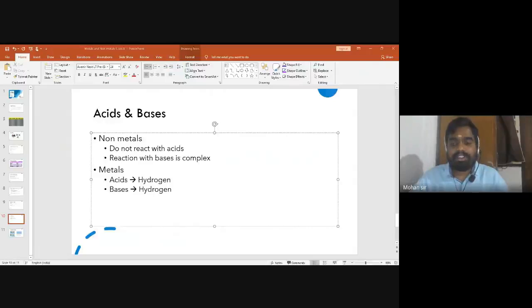This is all about the chemical properties of metals and non-metals, and we have a few uses of metals and non-metals which we will be studying in the next slide.